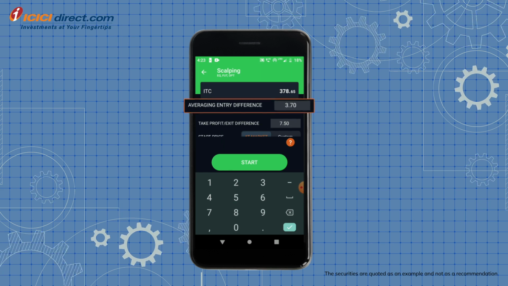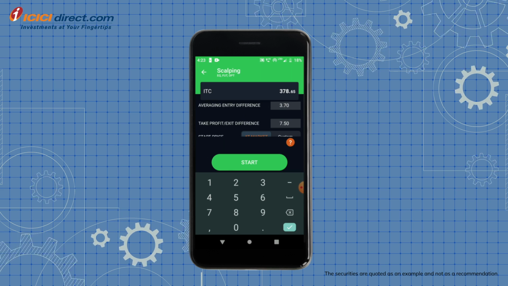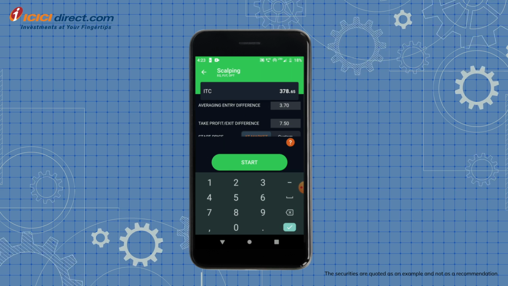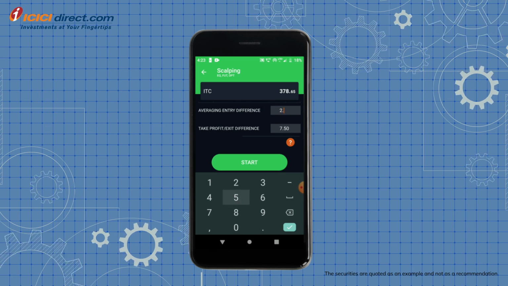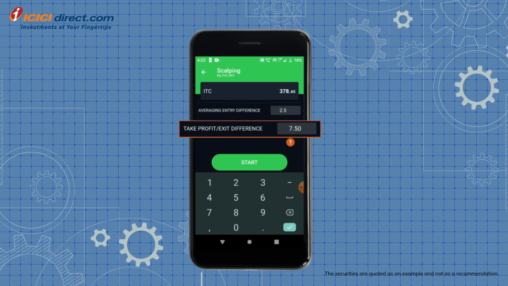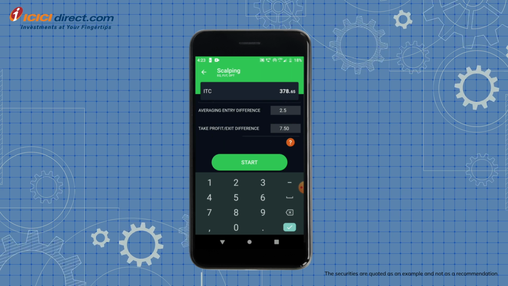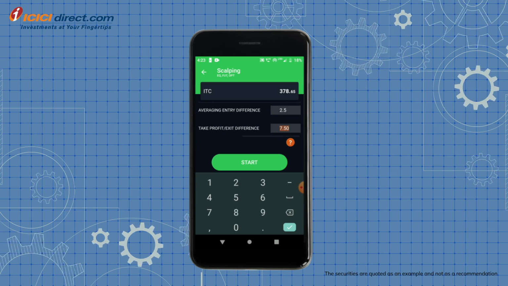Now enter the averaging entry difference. This is the minimum drop in price with respect to last reference price to trigger buy orders. This will be Rs 2.5. Here, enter the take profit or exit difference. This is the minimum rise in price with respect to last reference price to trigger sell orders. Here, this will be Rs 5.